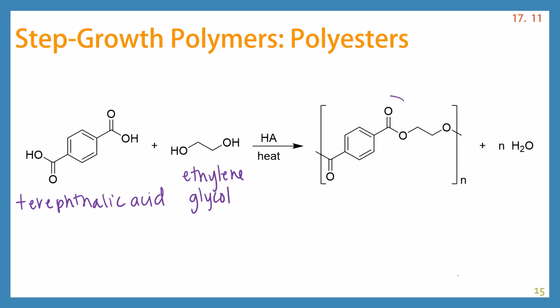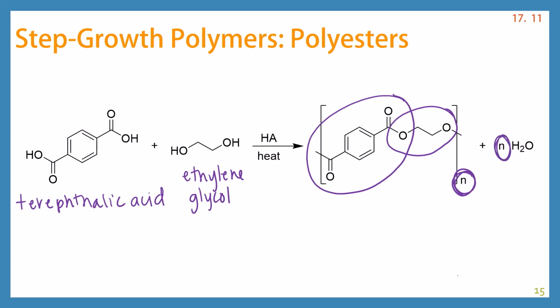So we have our carboxylic acid containing molecule, we have our alcohol containing molecule. It's going to repeat n times and give us n equivalents of water. This is called a polyester, which is probably a familiar word.